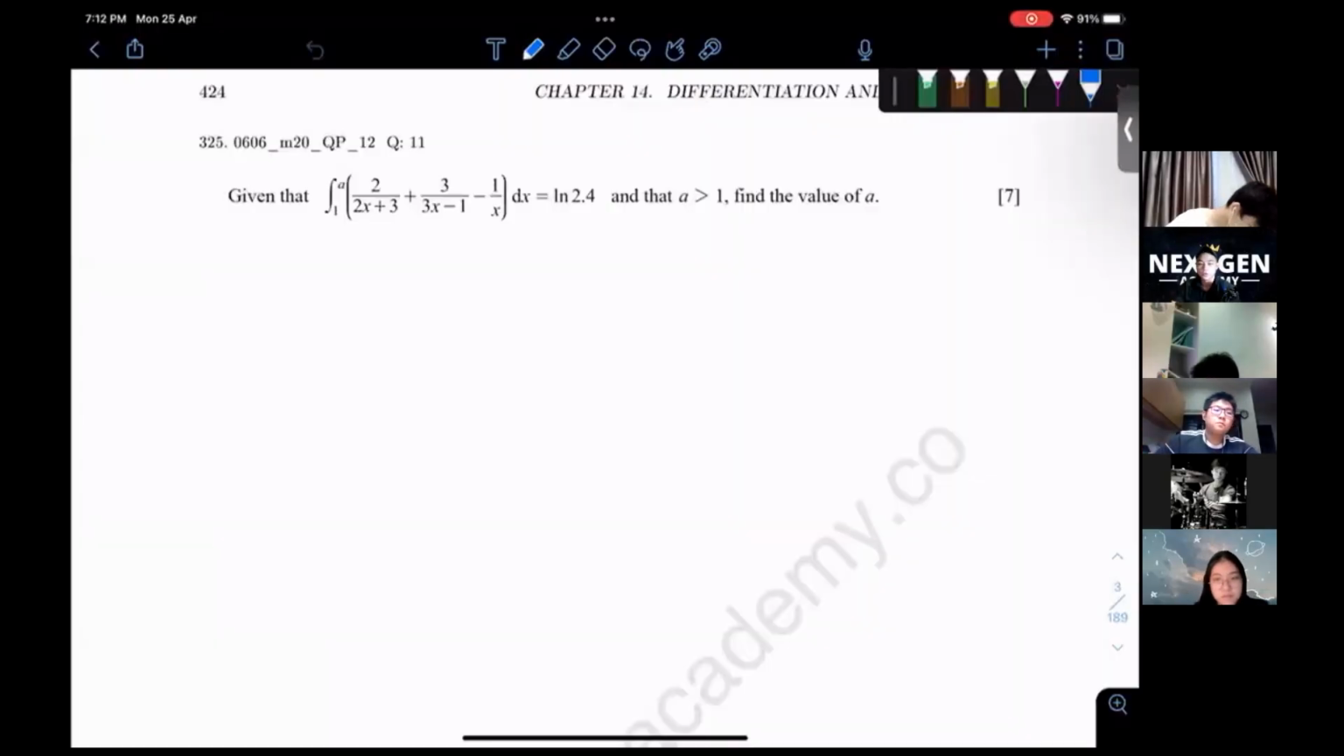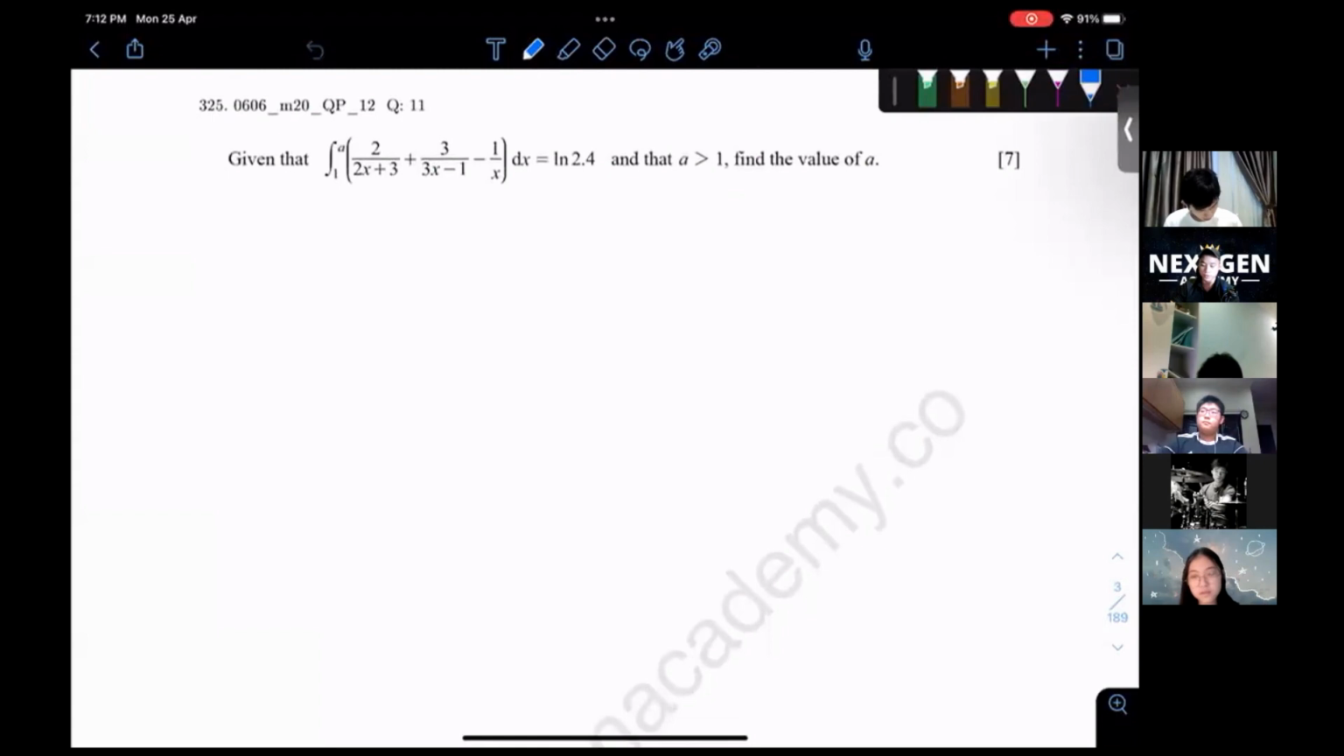Okay, we are going to start our topical past year question on integration. Today we'll be focusing more on integration. There will be a couple of questions on differentiation also, because in the exam they will mix it together. Okay, so let's go.